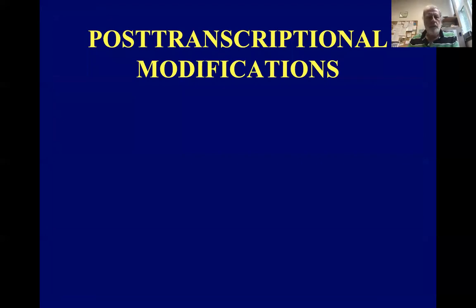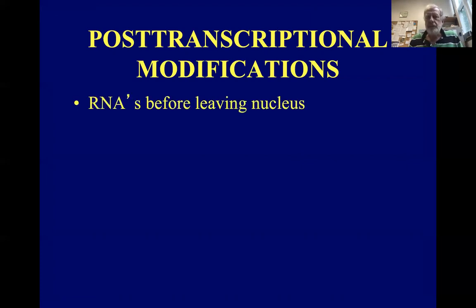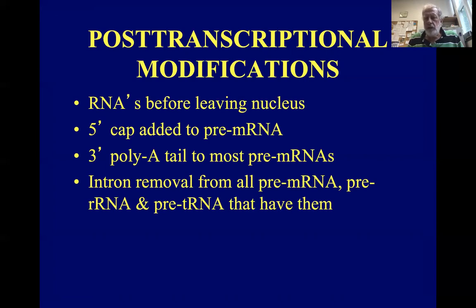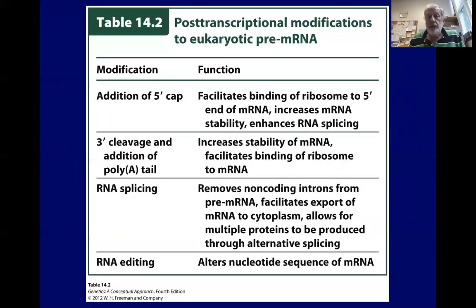So what we'll be talking about in this chapter are post-transcriptional modifications to RNA. That is, what do we do to the RNA after it's been made, but before it can be used in translation. Pre-messenger RNAs get a 5' cap and a poly A tail, a 3' poly A tail on the other end of the molecule. And then, of course, intron removal needs to occur in all pre-messenger RNAs, pre-ribosomal RNAs, and pre-transfer RNAs. And this lists the post-transcriptional modifications. We're not going to talk about RNA editing, however, but we will talk about the first three.